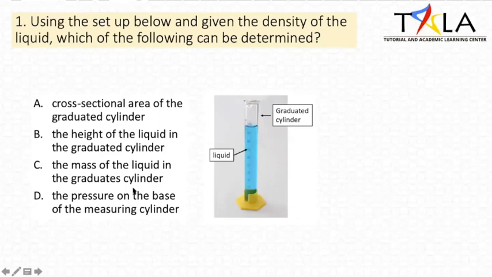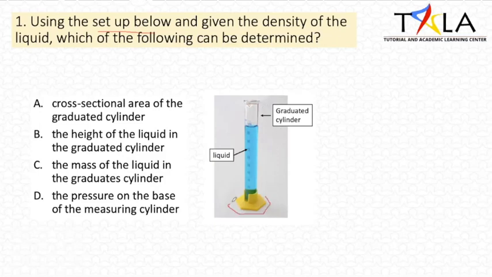The setup below, and given the density of the liquid, which of the following can be determined? So, using the setup below first, ano ba yung makukuha nating quantity? When we have a graduated cylinder, ano yung minimeasure nating value? Or ano yung minimeasure nating quantity ng substance? Milliliters po. Milliliters, that's correct.